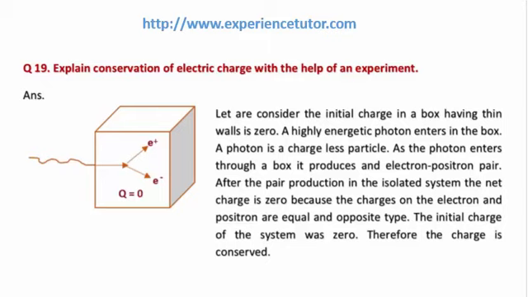After the pair production in the isolated system, the net charge is zero because the charges of electron and positron are equal and opposite. The initial charge of the system was zero, therefore the charge is conserved.